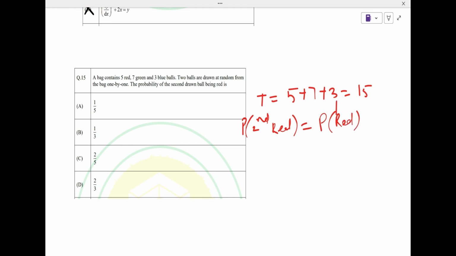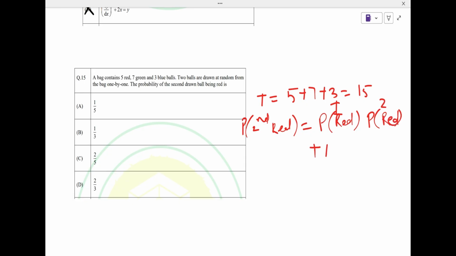Now total balls are 5 plus 7 plus 3, that is 15. Now, what will be the probability that the second ball is red? So, two options are there. First one is if the first ball is also red and the second ball is also red.